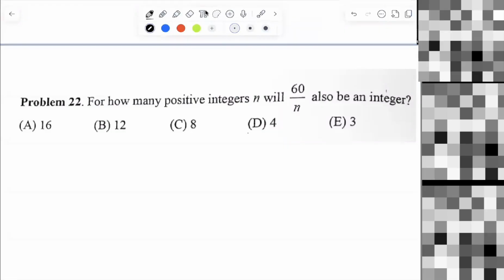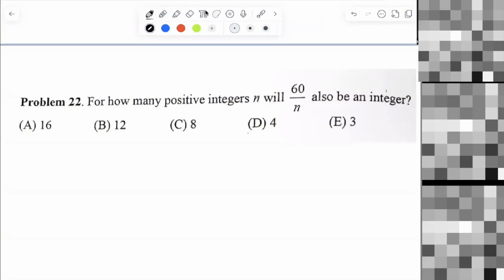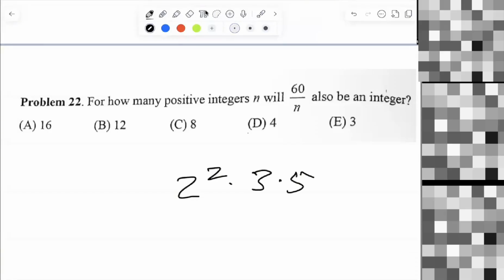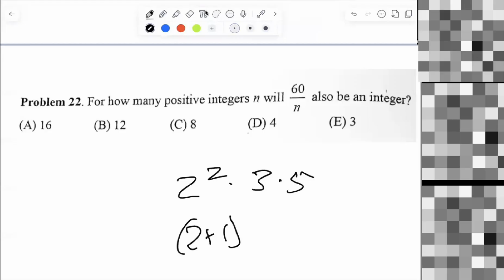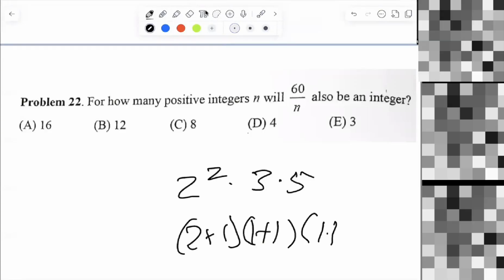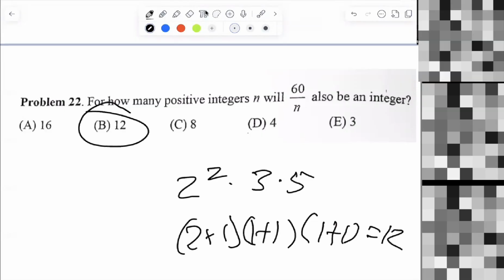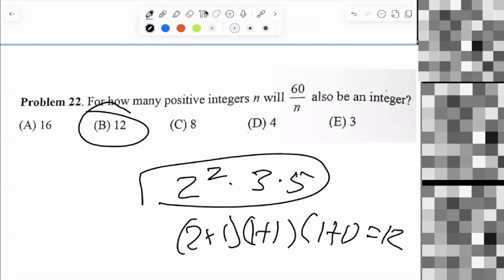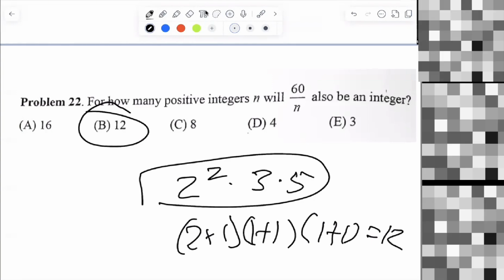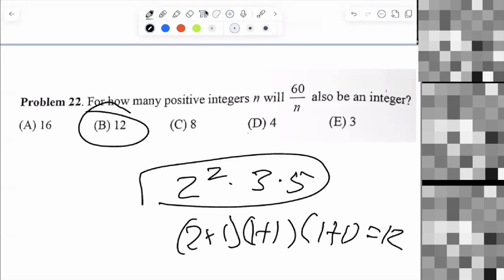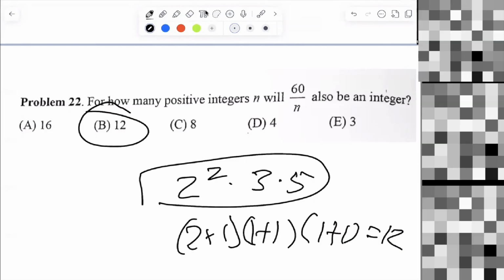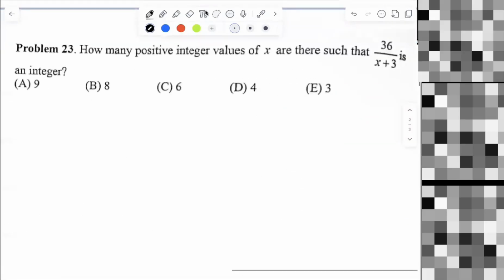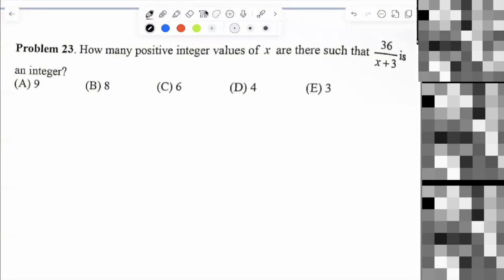What are the factors of 60? Or how many factors does 60 have? Well, we can factor this into 2 squared times 3 times 5. Using the formula as we talked about in previous classes, 2 plus 1 times 1 plus 1 times 1 plus 1 gives you a grand total of 12, or B. Since all the numbers in this factorization can be paired up in any way you want, these all will divide 60, since they're factors of 60, which means that all the positive integers n must also be factors of 60.